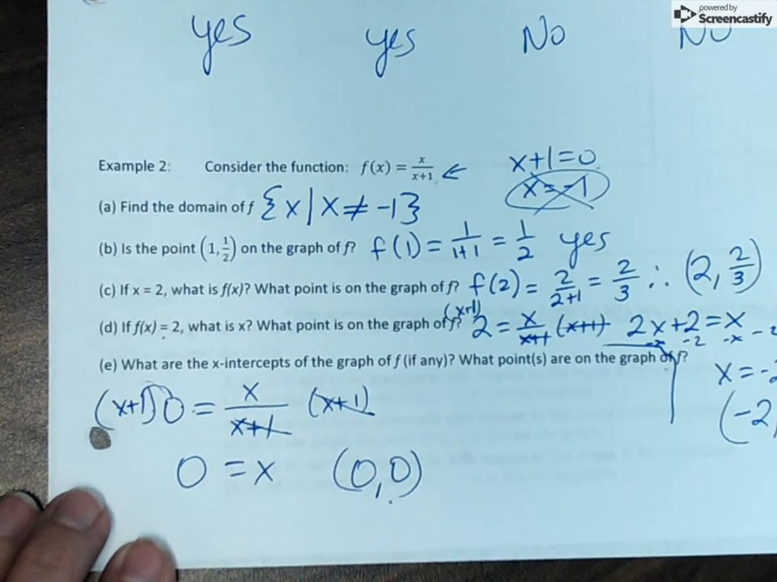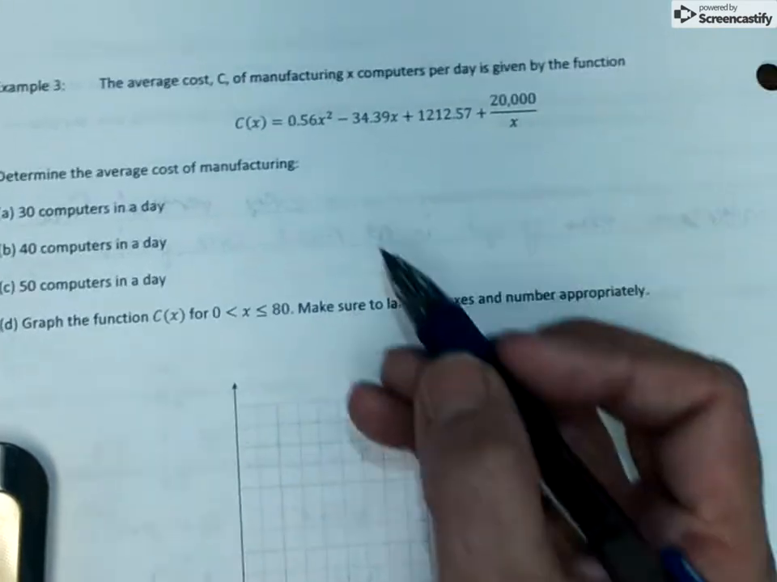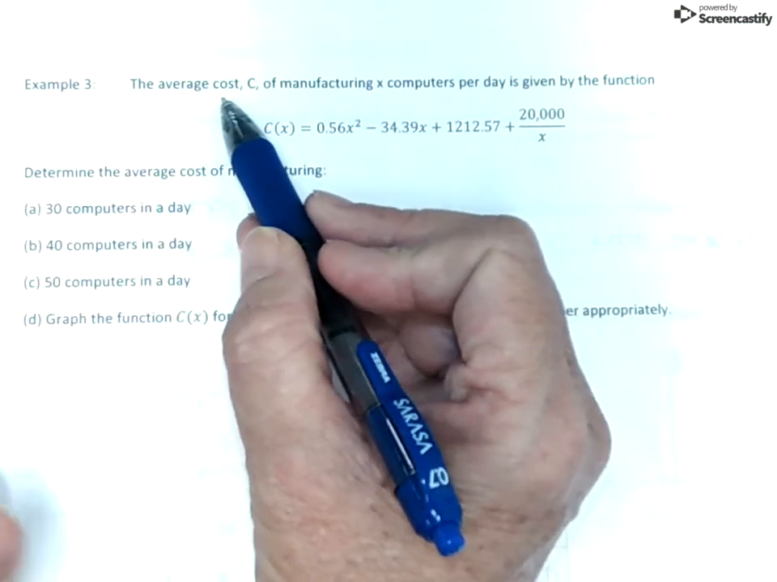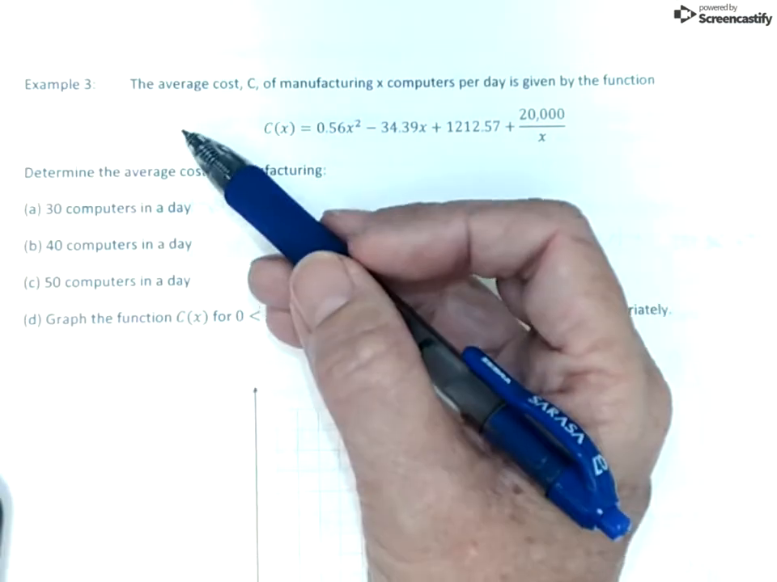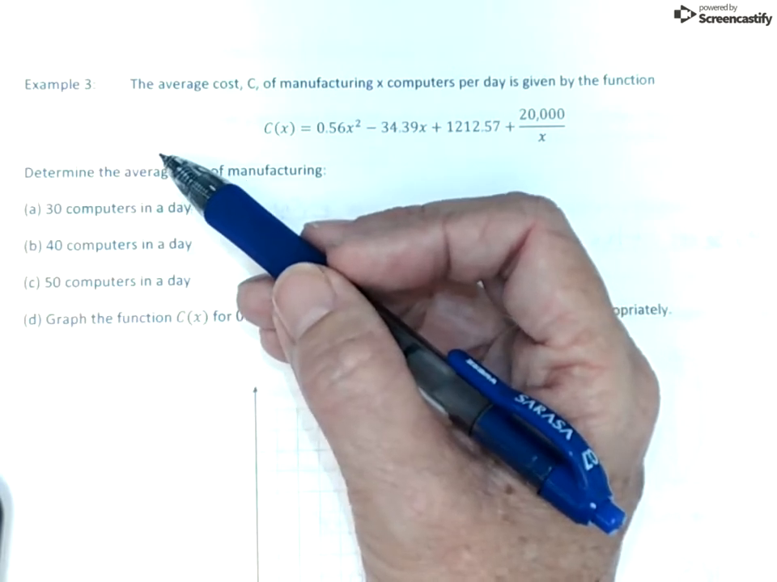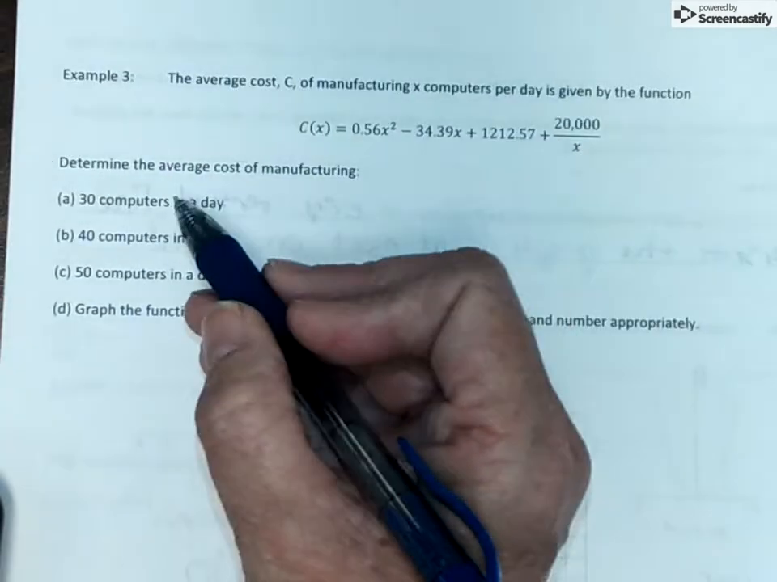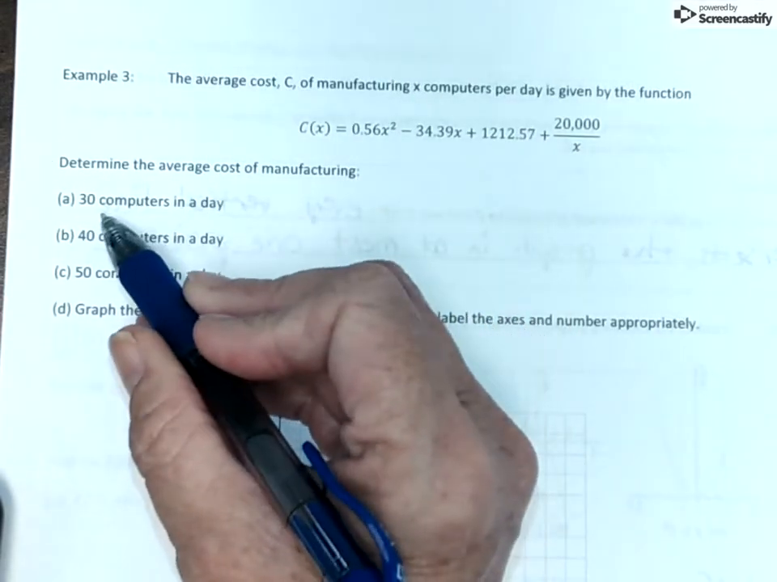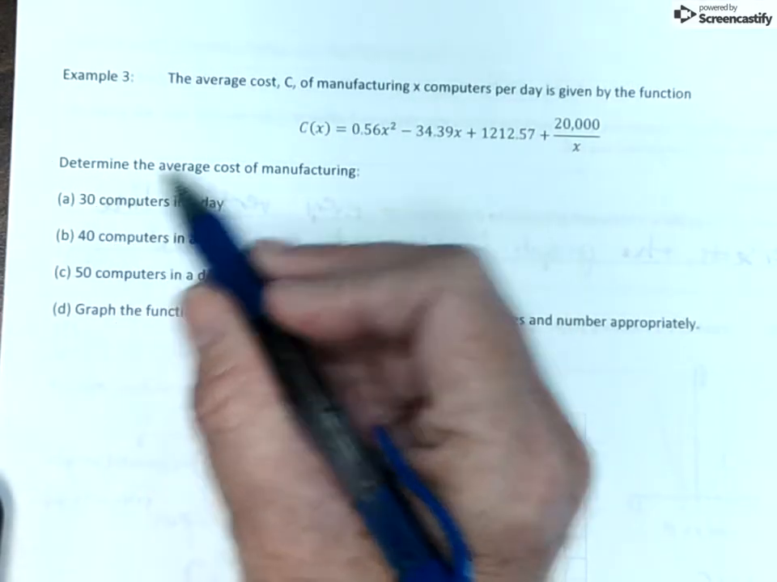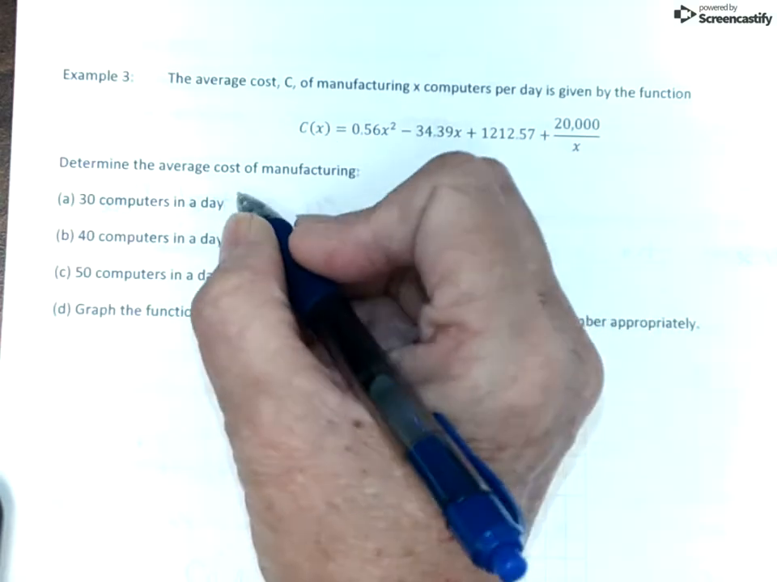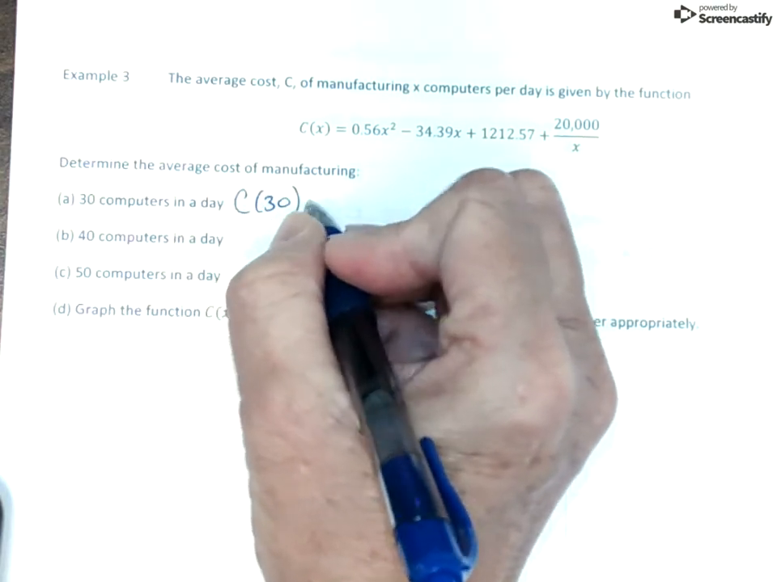Okay, let's turn this over and see if we can get through the last example. Okay, so in example 3, we're given a function, which is the average cost of manufacturing computers per day. So this is our equation. If I want to determine the average cost of manufacturing 30 computers, that means I'm putting a 30 in for x. So this is C of 30.